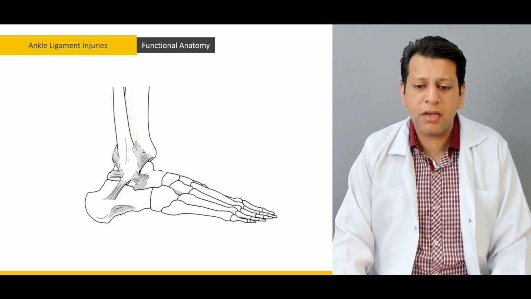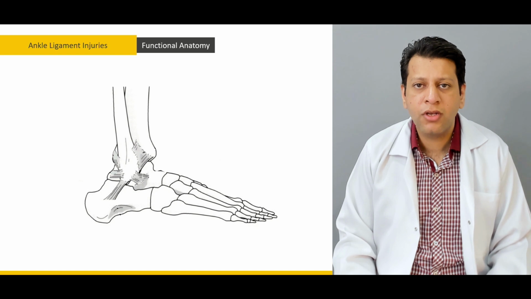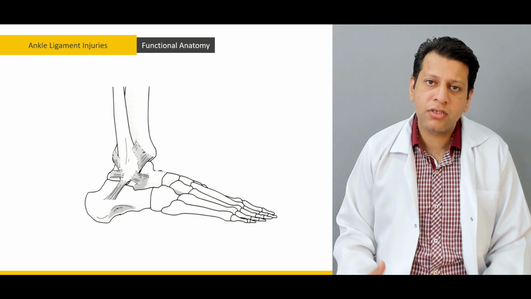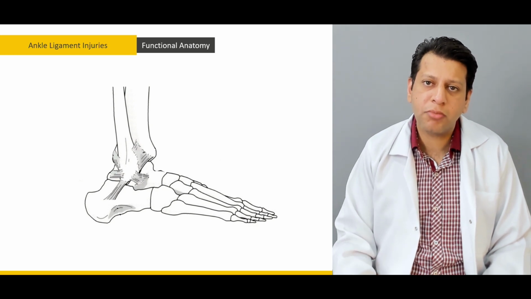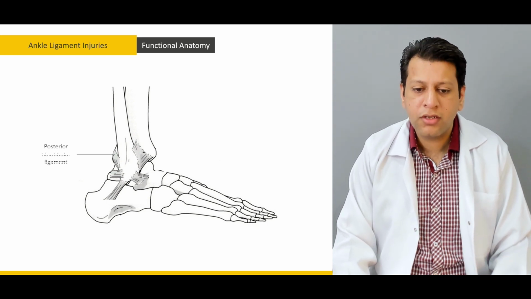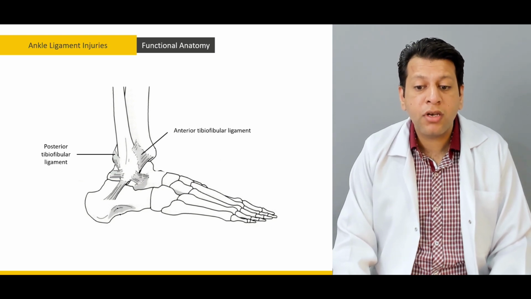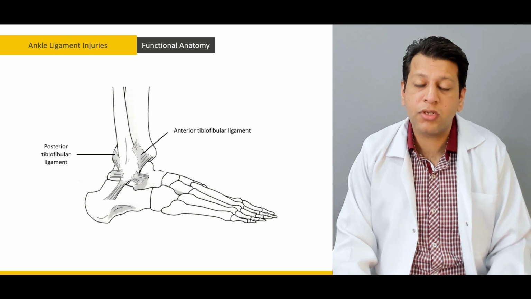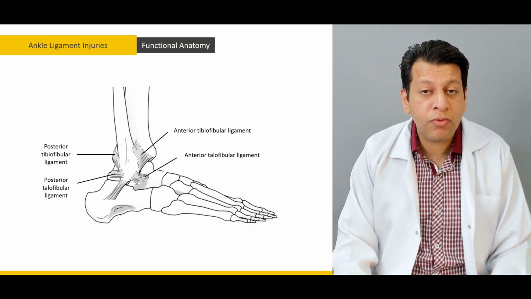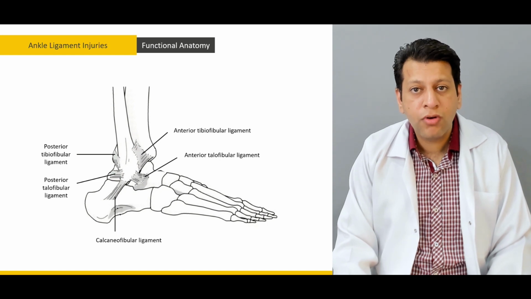Coming to the functional anatomy, if you see this, there are syndesmotic ligaments which are actually forming the syndesmosis between the tibia and fibula, and then there are extra-articular ligaments which are not forming the syndesmosis but applying some form of stability to the ankle joint. These include the posterior tibiofibular and anterior tibiofibular ligaments. These are actually part of the syndesmosis. Then there are the anterior talofibular and posterior talofibular, which are not part of the syndesmosis. They're actually lying outside the capsule. Then there is the calcaneofibular ligament.